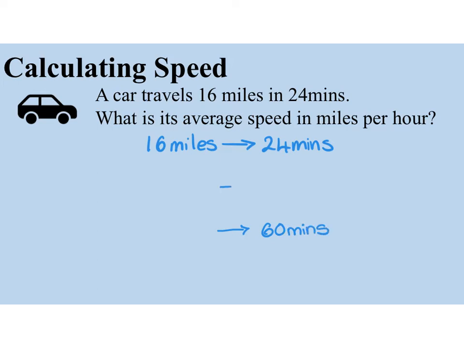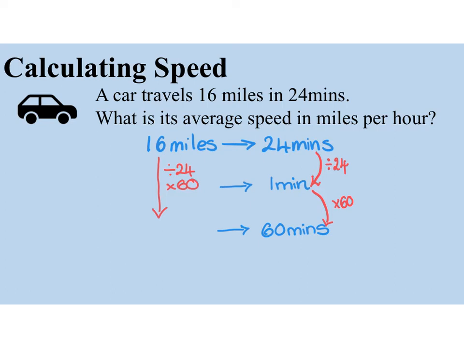Okay, in the middle, I'm going to work out how far it goes in 1 minute before I then work out how far it goes in 60 minutes. So, how do I get from 24 down to 1? 24 divided by itself makes 1. How do I turn 1 into 60? 1 times by 60 makes 60. So all I need to do to get the answer is take 16, divide it by the 24 and multiply it by the 60.